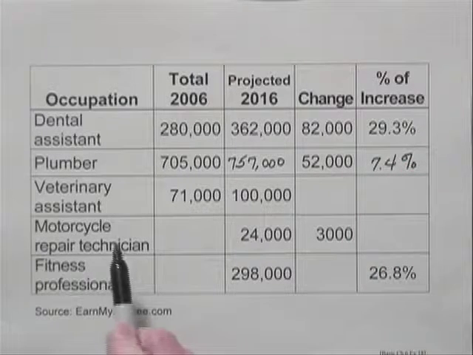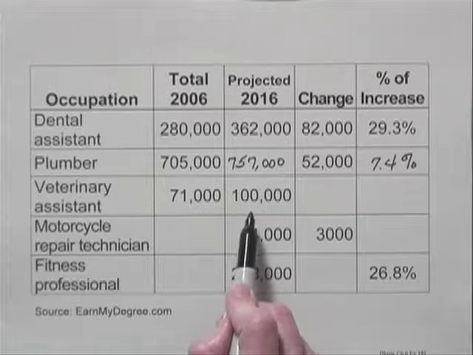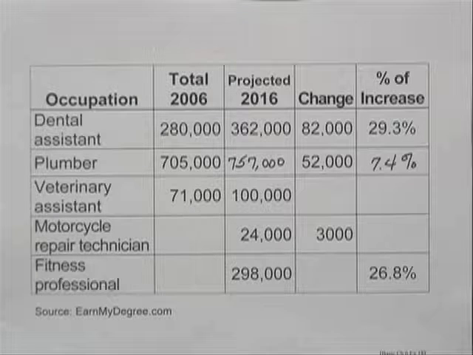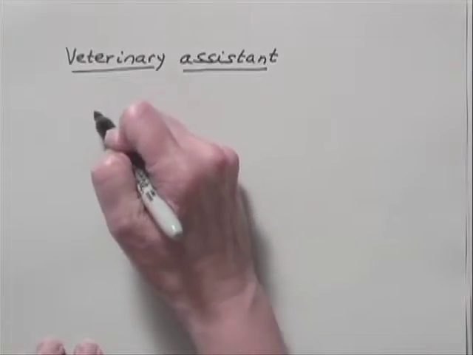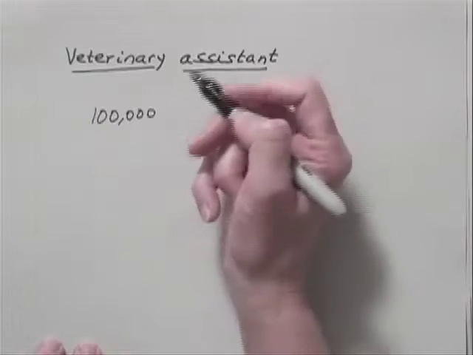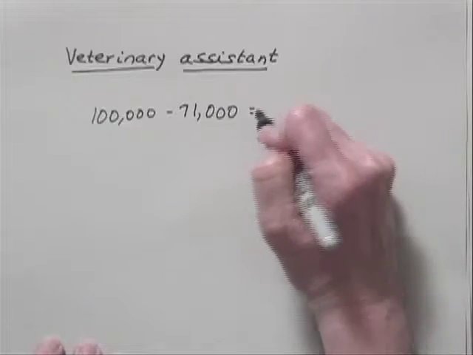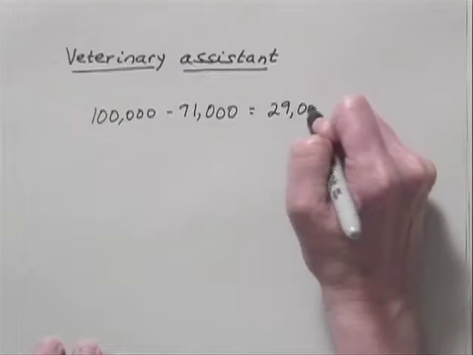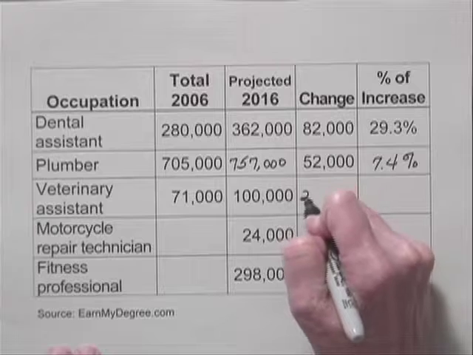And now let's look at the veterinary assistant jobs. There were 71,000 in 2006, and it's projected that there will be 100,000 in 2016. So we can subtract to find the change. The projected number in 2016 is 100,000, and we'll subtract the 2006 number. And when we do that, we get 29,000 for the change. So let's fill that in.